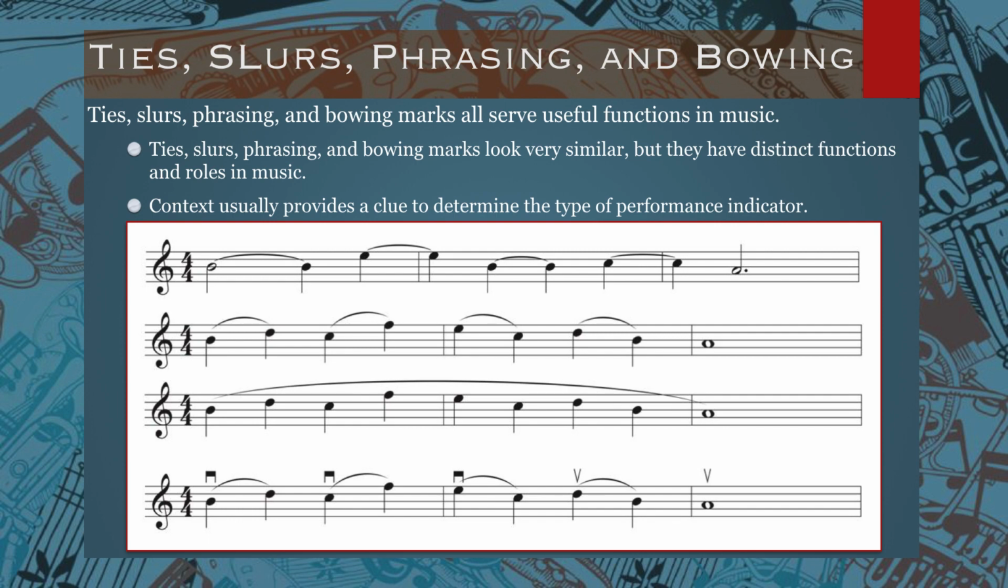Ties, slurs, phrasing, and bowing marks. They all kind of look the same. It's this line that connects one note to another note, and it's just a round curved line, but depending on how it's used, they mean different things. If you see the first line there, where you've got these notes that are tied to each other, we call these ties because they are simply extending the length of the note.